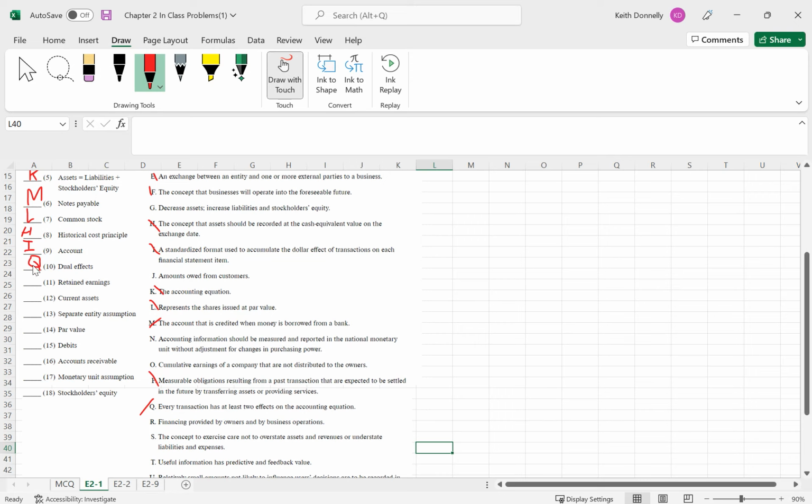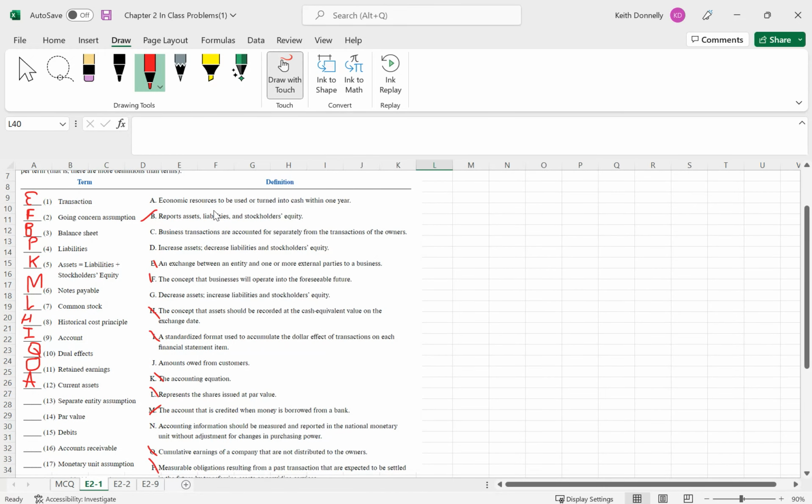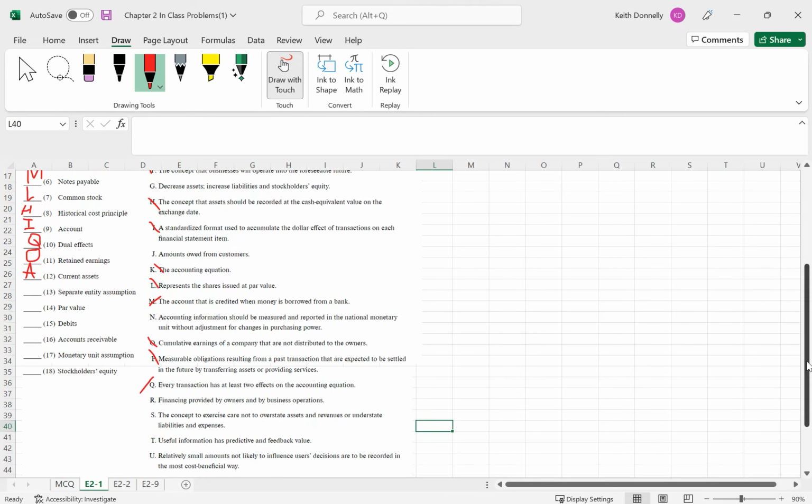11, retained earnings. This one's going to be O. This is the cumulative earnings of a company that aren't distributed to owners. That's what we said: retained earnings are those earnings that you keep or retain within the business. 12, current assets. This one's going to be A. If we scroll up here, current assets are economic resources, basically the one-year mark, assets that we're going to use within the next year.